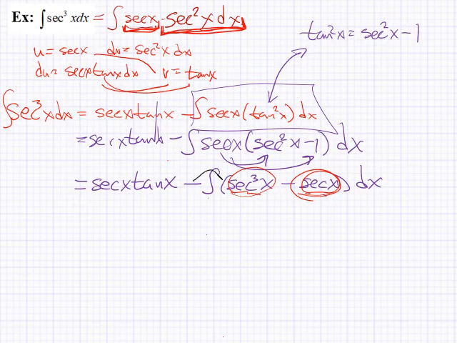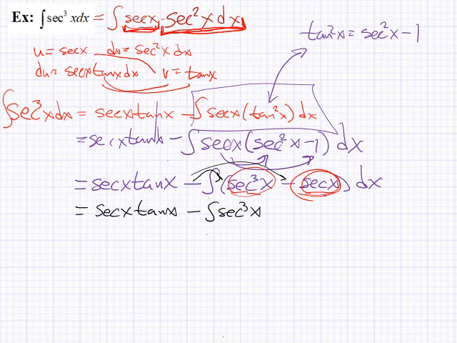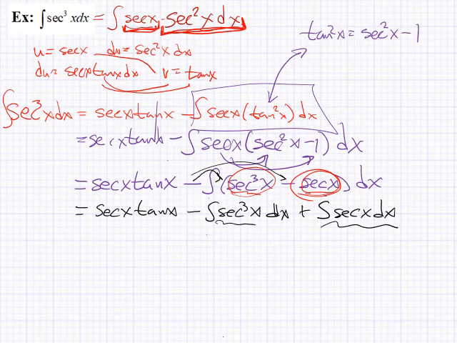This negative could also be distributed in here and here. So where I would be at this point would be secant x tan x minus the integral of secant cubed x dx plus the integral of secant x dx. So if I can evaluate this, no problem, I should know what that is. But look at this one. That's the same integral we started with.